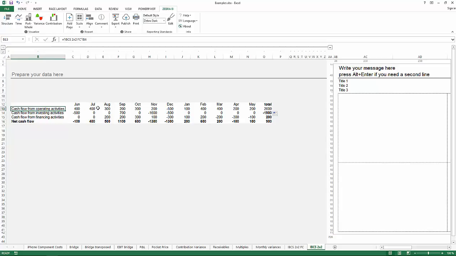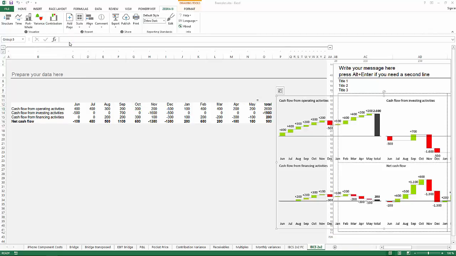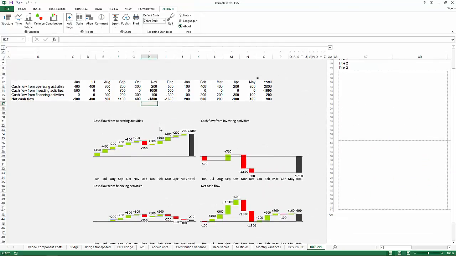I'm going to use the waterfall charts. So I will add an equal sign here. This is because this column here is my total. So I need the equal sign, and I'm ready. Let's create a waterfall chart. Okay. What I get are 4 waterfall charts.